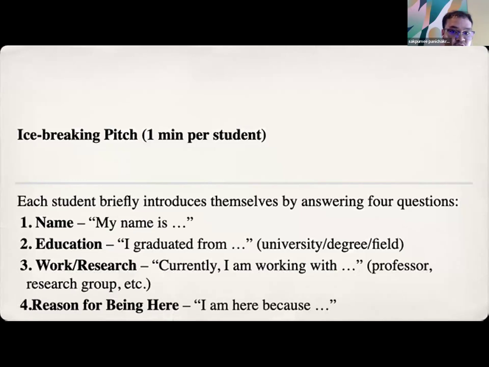I graduated from Chulalongkorn University with a bachelor's degree in chemical engineering. Currently, I am working with Ajahn Paisan's research group on advanced control, and I'm here because I would like to gain more knowledge in advanced process control to optimize the process for my research.